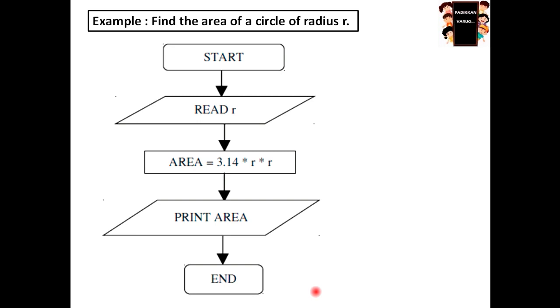Next, we can see an example that we have already discussed with the help of an algorithm. We can see the example with the help of a flowchart. The same concept, that is, we have to find the area of a circle of radius r. So here is the flowchart for that program.